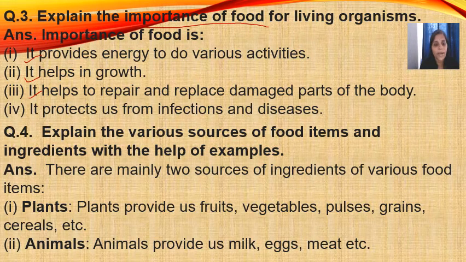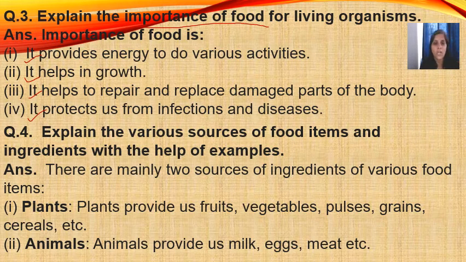Next, it protects us from infection and disease. It protects us from the various diseases. That's why we say that food is classified into three types: bodybuilding, energy giving, and preventive or protective food. So here we have seen that food provides energy, helps in growth, and helps to repair and replace.